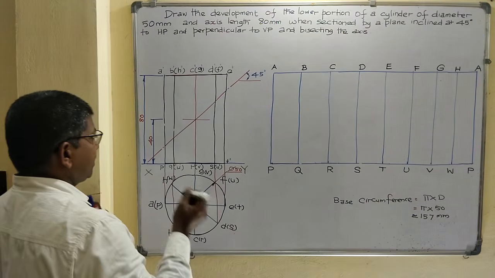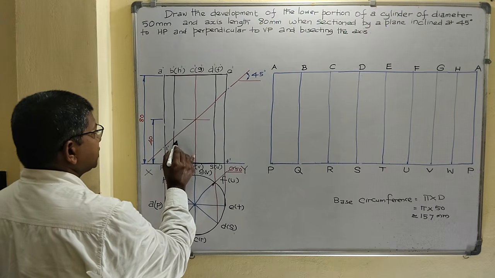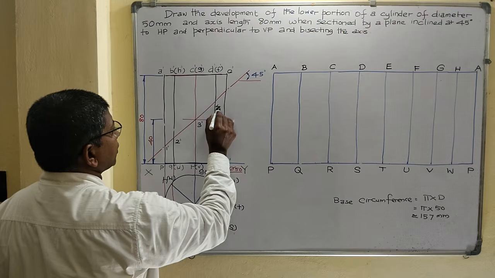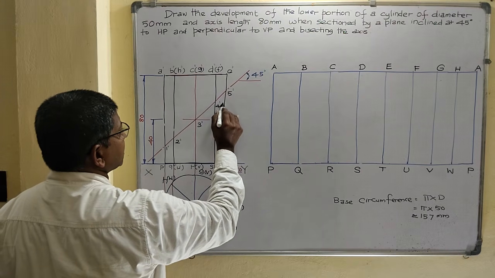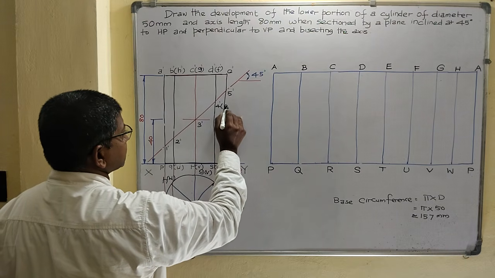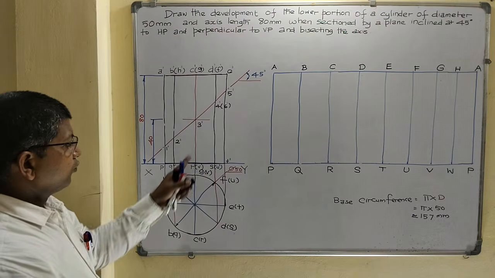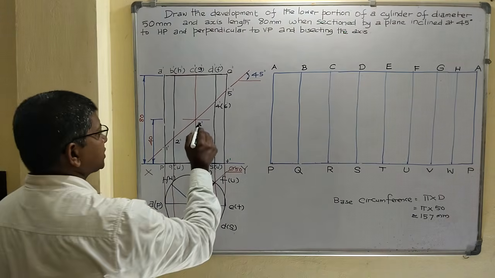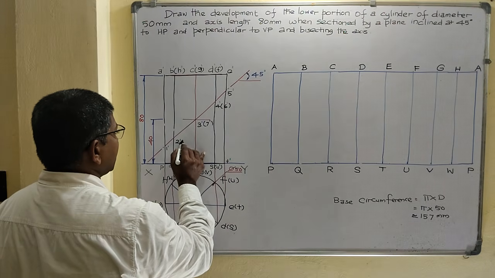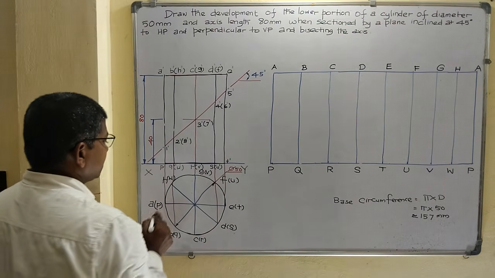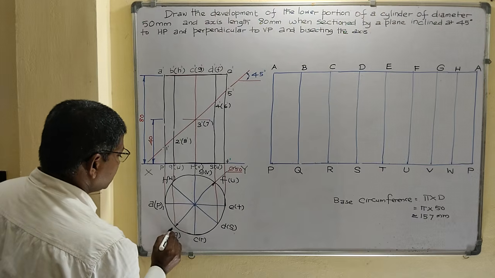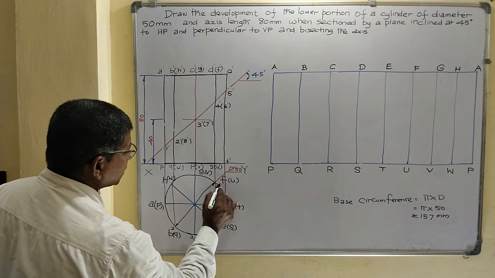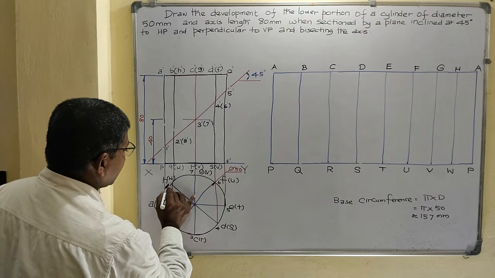Now mark the cutting points: 1 dash, 2 dash, 3 dash, 4 dash, 5 dash, 4 dash of 6 dash, because 4 dash is on D of S, 6 dash is on F of U, and 3 dash of 7 dash, and 2 dash of 8 dash. Similarly, in the top view, 1, 2, 3, 4, 5, 6, 7, 8.